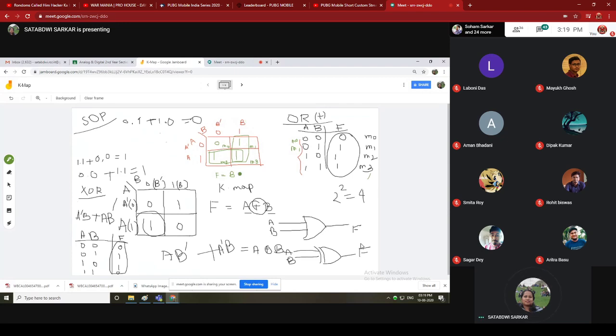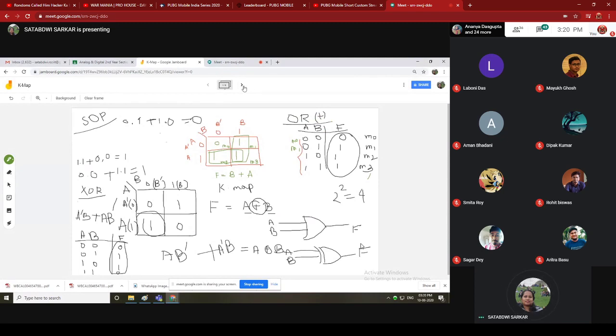1 means B. Plus, for these two cells, what is the value? The value of A is 1 and B is changing, 0 and 1. So we are not taking B. So it is just A. So this is the function of the OR gate, that is A plus B. We have to write A first in alphabetical order. So the OR gate expression is A plus B.